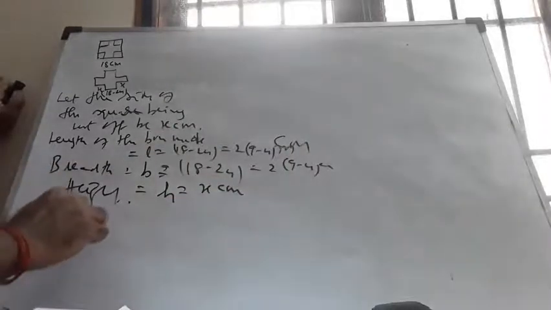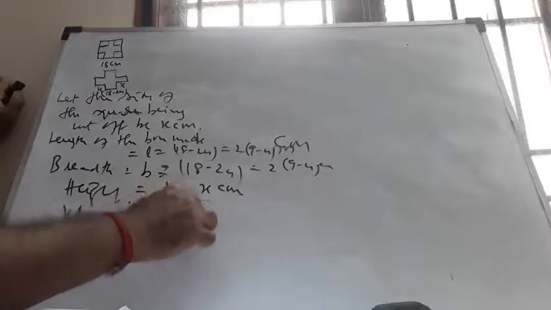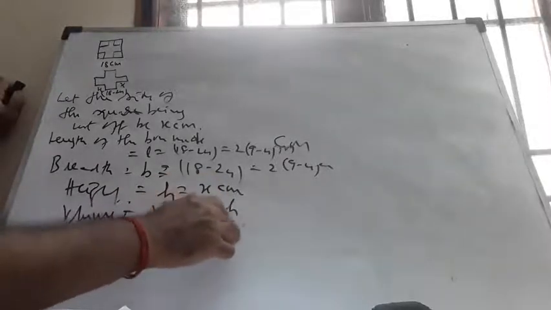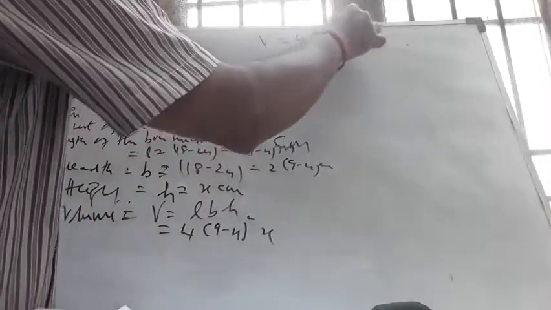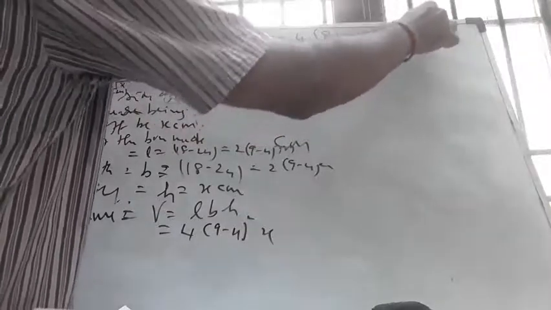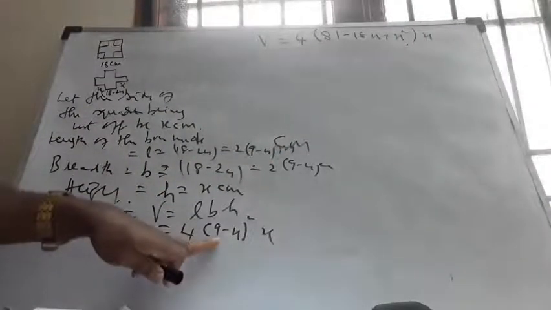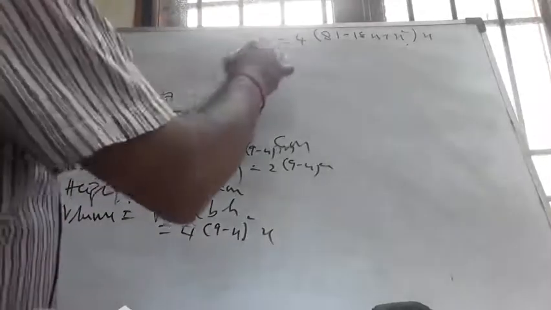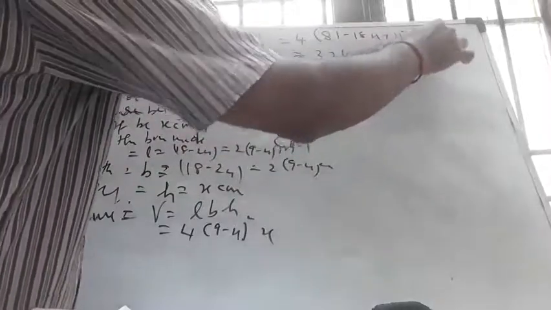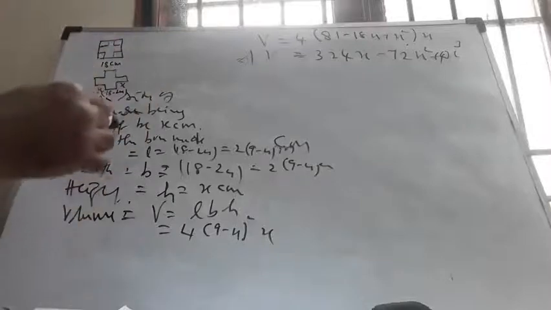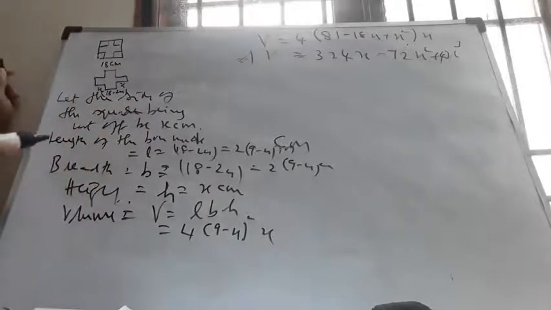Therefore volume V is equal to L B H, which is 4 into (9 minus x) whole square into x. Therefore V is 4 into (81 minus 18x plus x square) into x. Use the (a minus b) whole square formula. Therefore V becomes 324x minus 72x square plus 4x cube. 4 into 81 becomes 324, so 324x. 4 into minus 18 is minus 72, so minus 72x square, plus 4x cube.